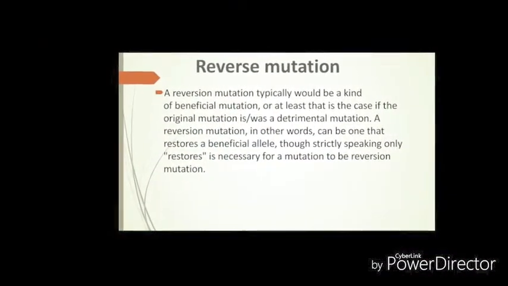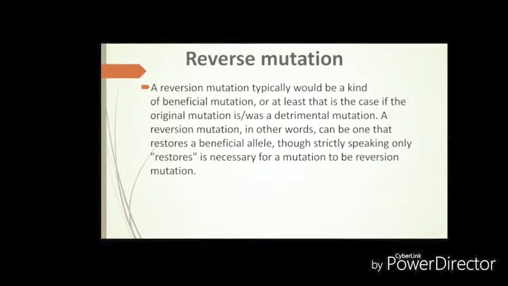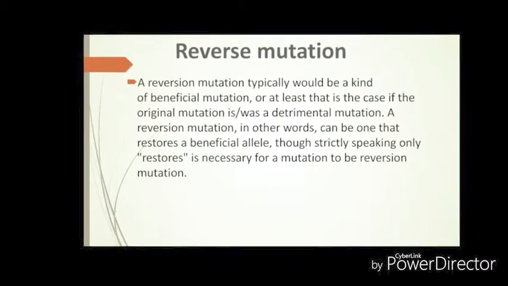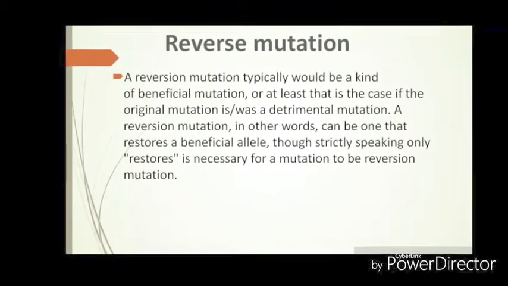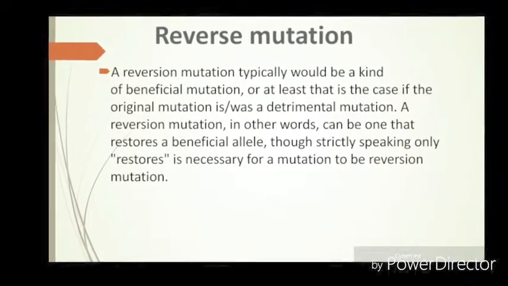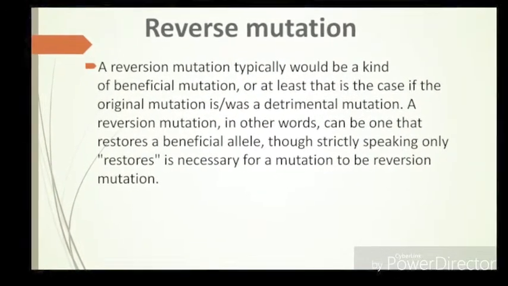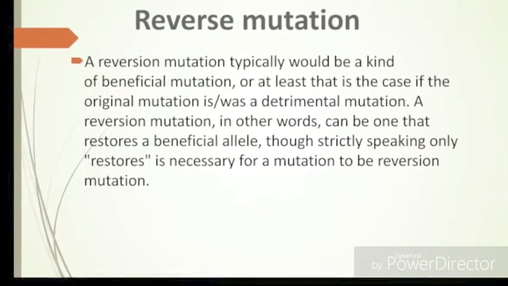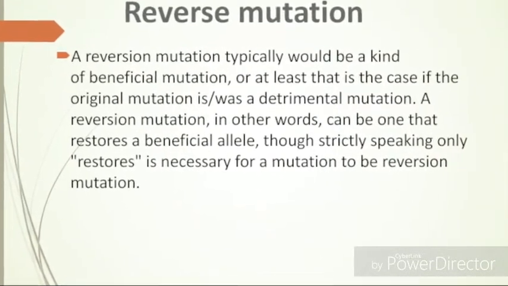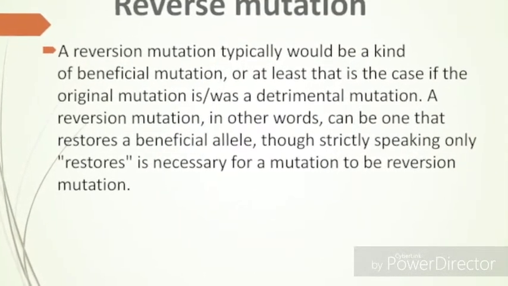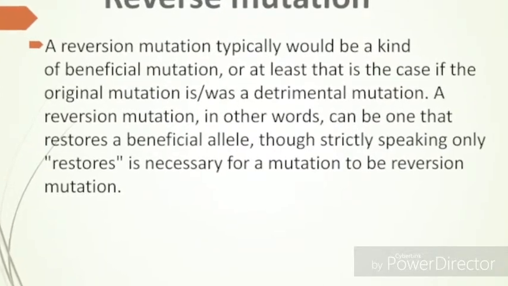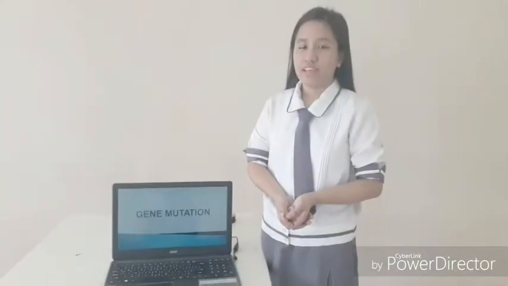A reversion mutation typically would be a kind of beneficial mutation, or at least that is the case if the original mutation is or was a detrimental mutation. A reversion mutation, in other words, can be one that restores a beneficial allele, though strictly speaking only restoring is necessary for a mutation to be a reversion mutation. So that is gene mutation and reverse mutation.